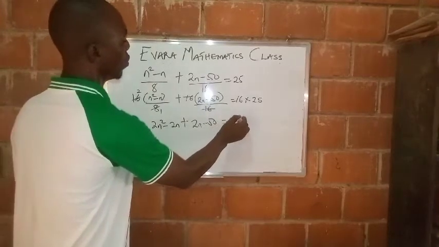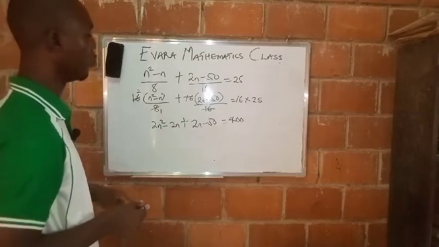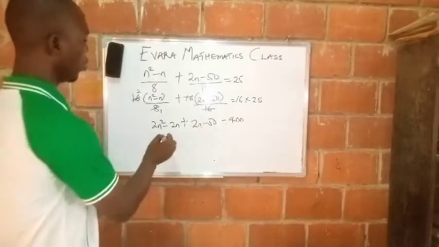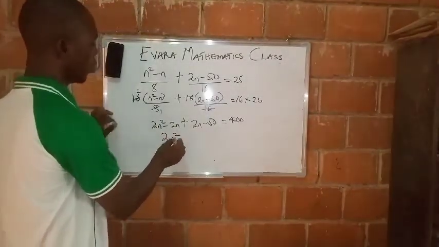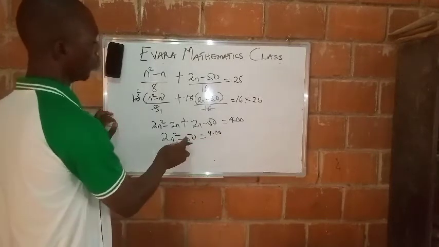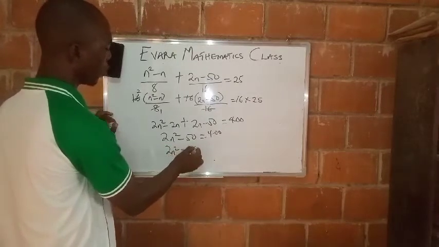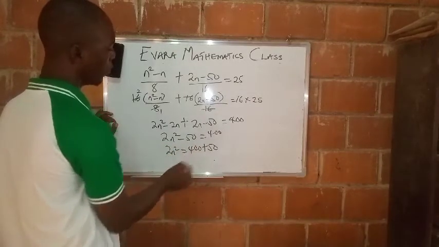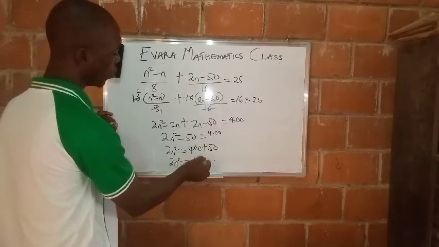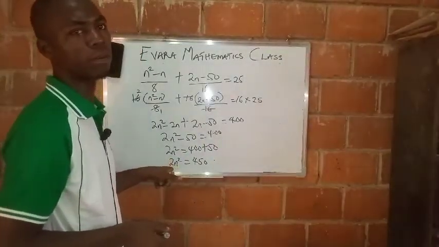That gives us 400. So here, minus 2n plus 2n, that's what? They are out already. We are left with 2n squared minus 50 equals 400. So if you take 50 to the right hand side, you have 2n squared equals 400 plus 50. Then our 2n squared will now be 450.